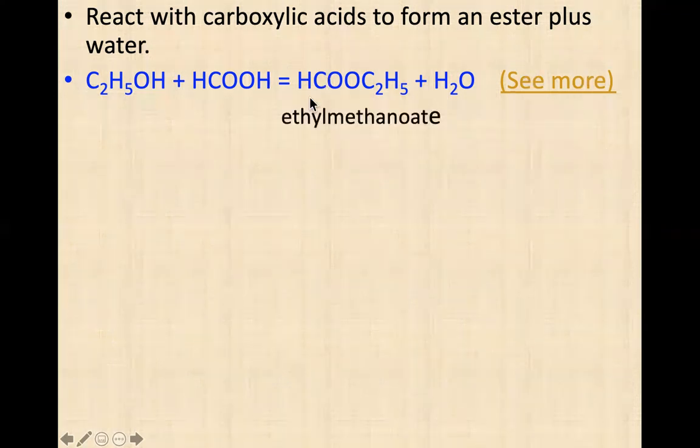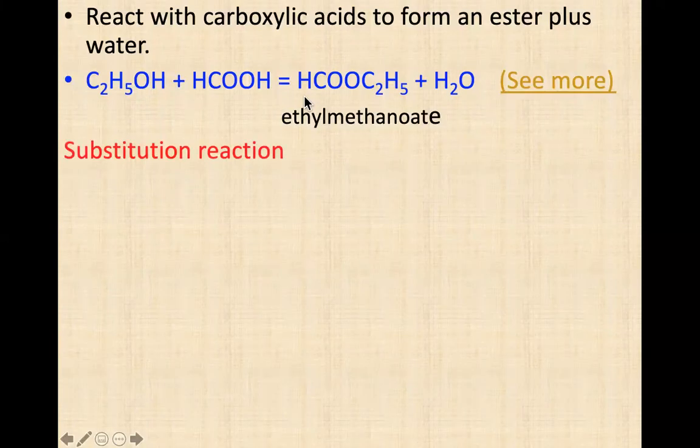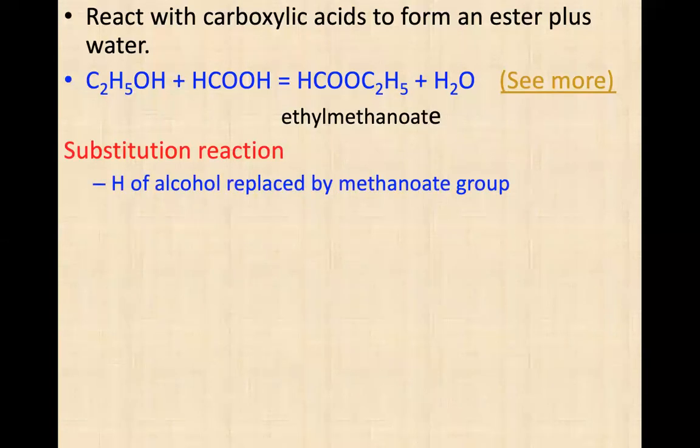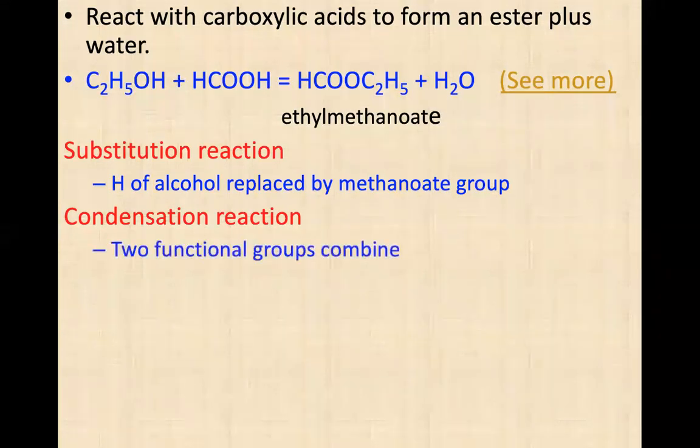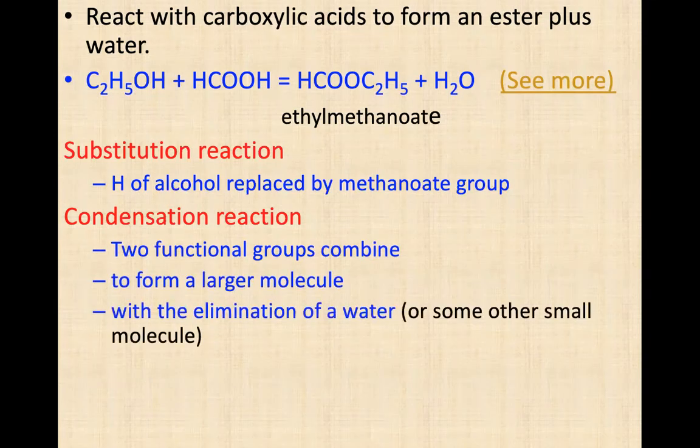Right? So this compound here is called ethyl methanoate. It is a substitution reaction. The H of the alcohol is replaced by the methanoate group. It can also be called a condensation reaction. Why can it be called a condensation reaction? Because a larger molecule is formed when two functional groups combine to form a larger molecule with the elimination of water, or indeed some other small molecule.